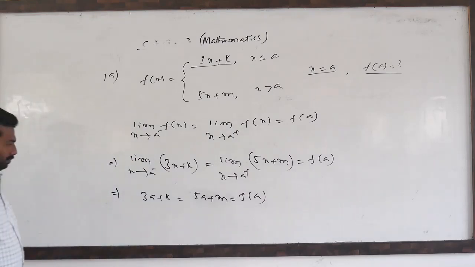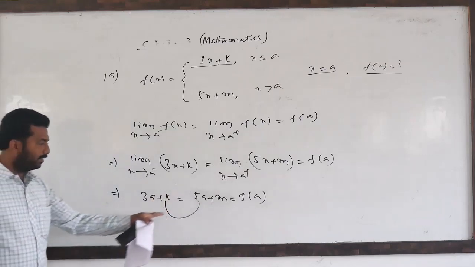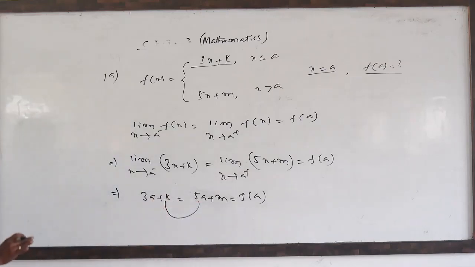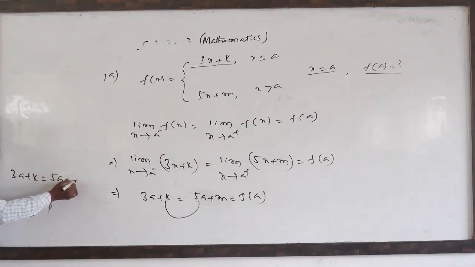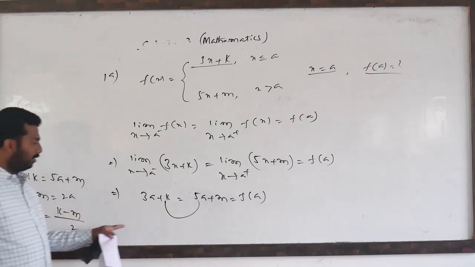Very clear. Suppose I am taking these two. From this, we have to eliminate a. See, 3a plus k equal to 5a plus m. How to eliminate a? You send 3a to that side, m you take to this side: k minus m equal to 2a. So a equal to (k minus m) divided by 2. So this is the a value.